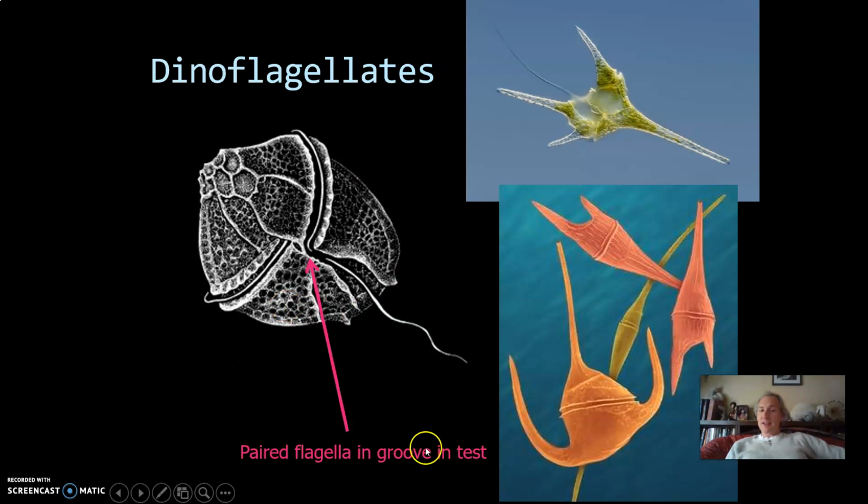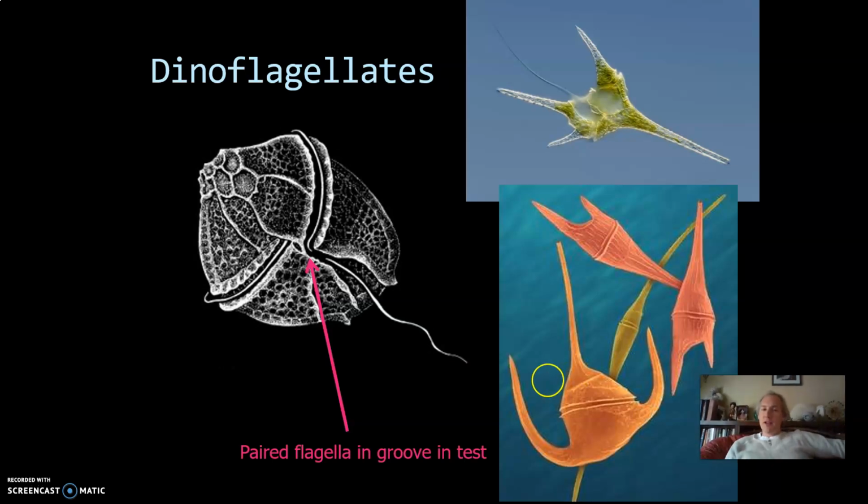And then we call this technically a test. A test is a fancy word for a microscopic shell. It's like a cell wall made out of protein. Out of that cell test are two flagella, a short flagellum and a long flagellum. When it's time to swim, they pull out their flagella and then they whip around. Because of these grooves, they can kind of pull their flagellum in and kind of stop moving.